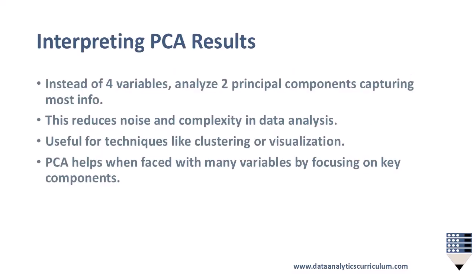Interpreting PCA results. After performing PCA, we can use the new components instead of all the original variables. For example, instead of analyzing four correlated measures of cheese quality, we might analyze only 2 uncorrelated principal components. This not only simplifies analysis and visualization but also helps in other tasks like clustering or machine learning, where fewer, more informative features can improve performance.